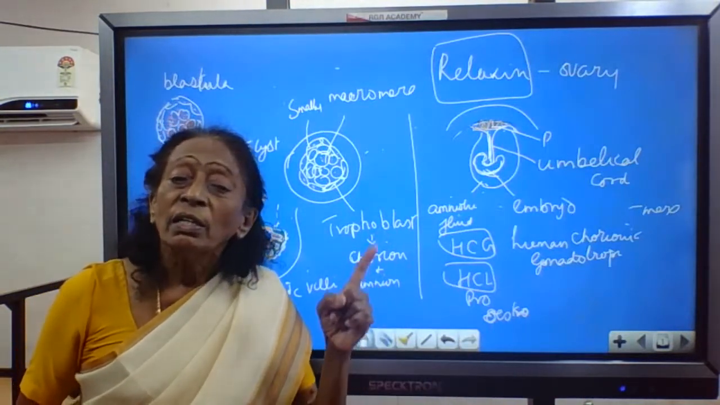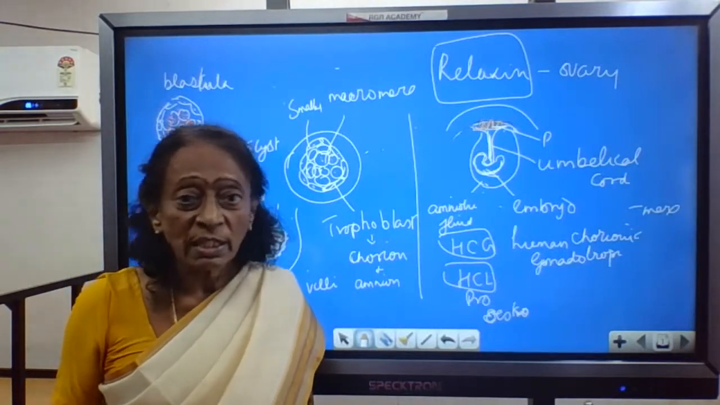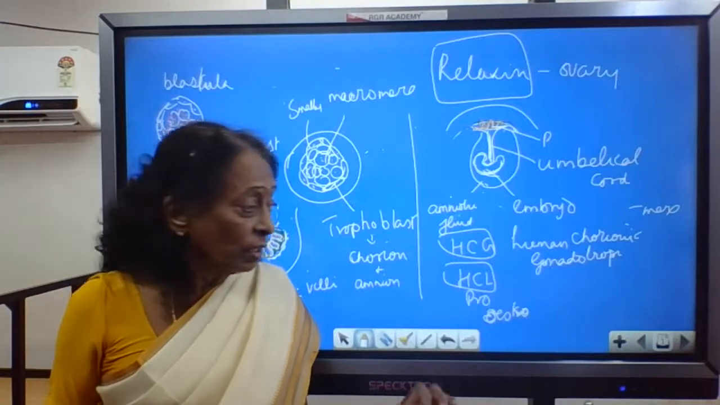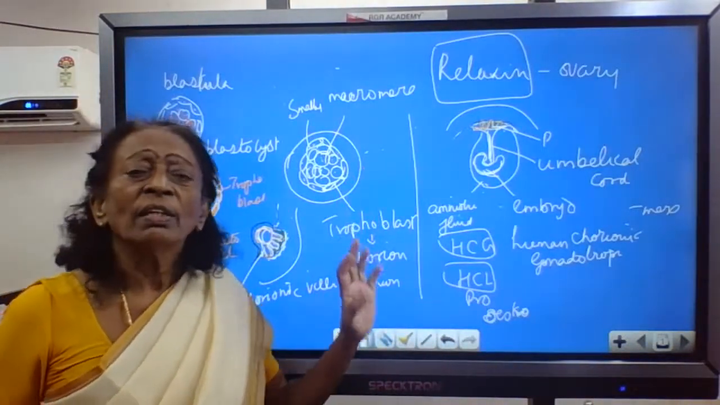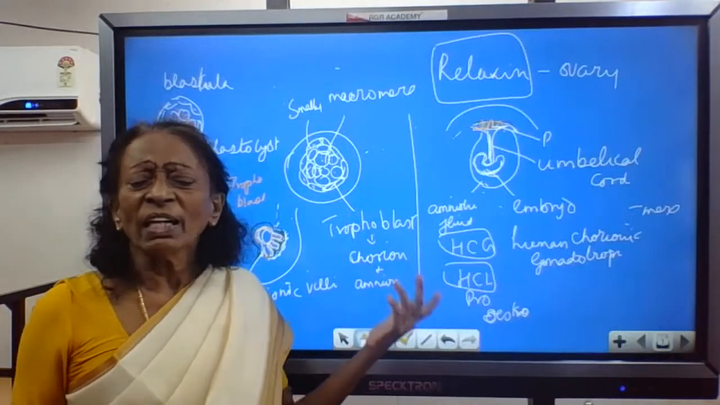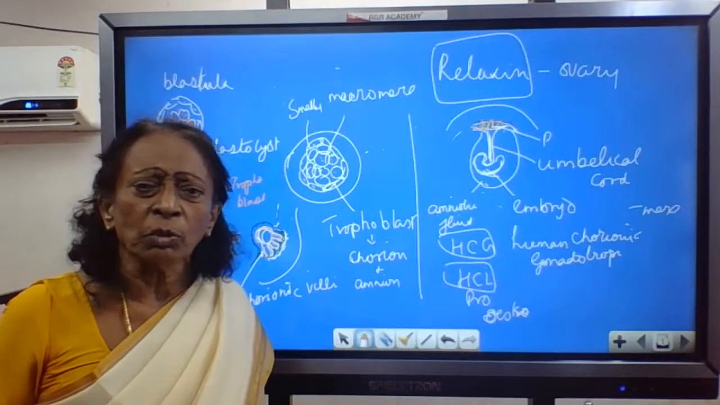Maintaining the corpus luteum, to produce progesterone, is necessary for maintenance of the pregnancy. So these three hormones are called pregnancy hormones. If you are on a public exam, they can ask you this as a one-word answer: which are the pregnancy hormones? You have to write the three hormones.